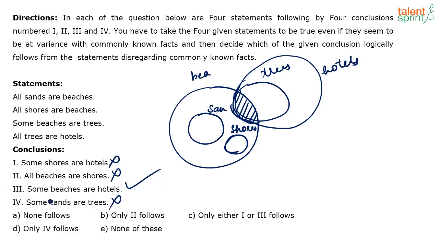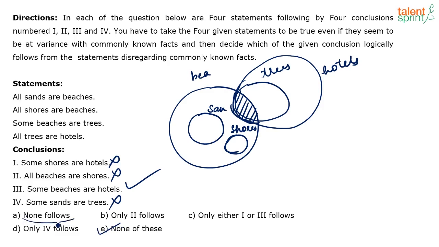So now you are left with only conclusion 3. Conclusion 3 follows. Now look at the options. You have only 2 follows, either 1 or 3 follows. Now look at 1 and 3. Are they any complementary pair for us to say that either 1 follows? No, they are not, correct? Now only 4 follows, not true. Now here the correct answer will be option E, none of these.